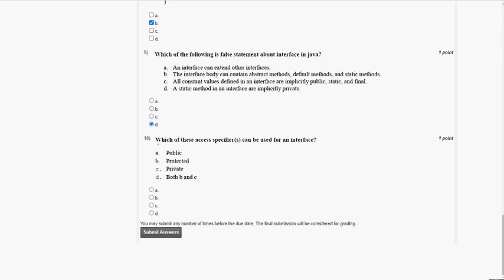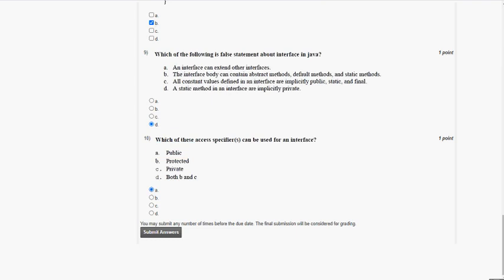Coming to final question, that is 10th question. Which of these access specifiers can be used for an interface? 10th question answer is option A, public. So mark option A as correct answer for 10th question.